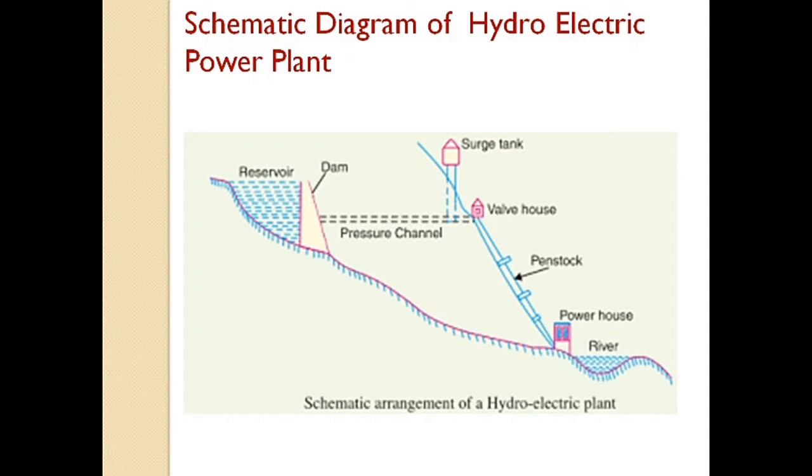Next one is the spillways. There are times when the river flow exceeds the storage capacity of the reservoir. Such a situation arises during heavy rainfall in the catchment area. Spillways discharge the surplus water from the storage reservoir into the river on the downstream side of the dam.